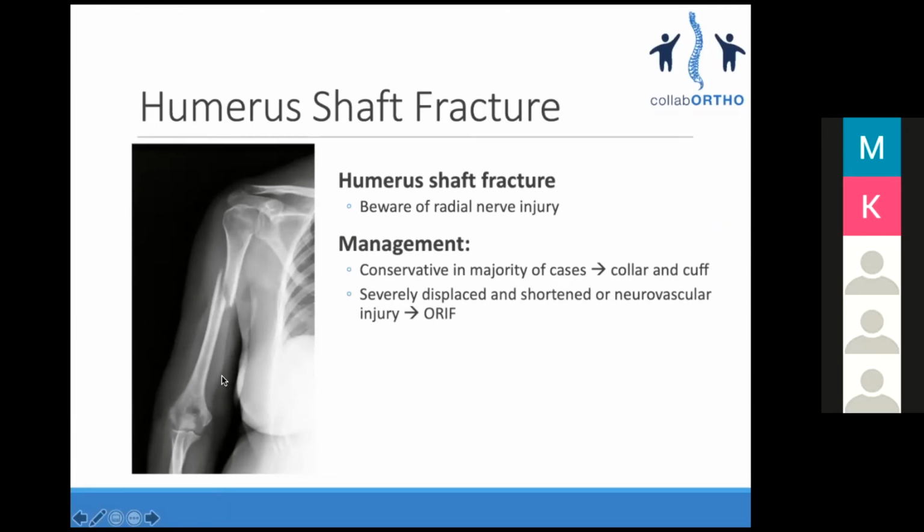You only really go down the surgical route if it's very displaced, if it's very shortened, or you have a neurovascular injury. Okay, so the main nerve you're worried about here is your radial nerve. So your radial nerve spirals around, goes down. Okay, and sometimes they can get trapped in the fracture site and they get radial nerve palsy, unable to extend, etc.